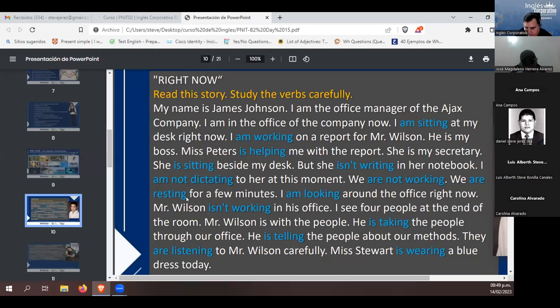I am not dictating to her at this moment. We are not working. We are resting for a few minutes. I am looking around the office right now. Mr. Wilson is working in his office. I see four people at the end of the room. Mr. Wilson is with the people. He is taking the people through our office. He is telling the people about our methods.